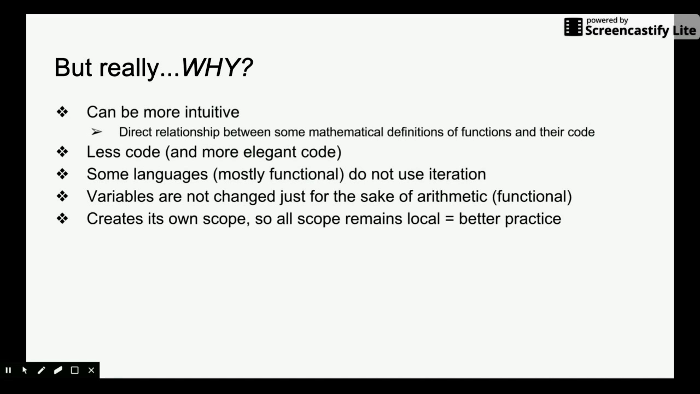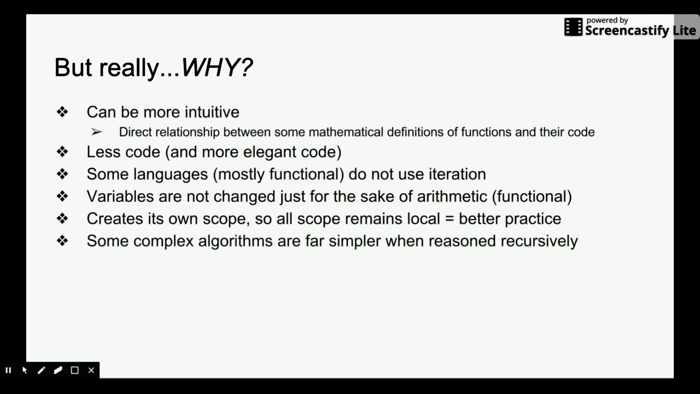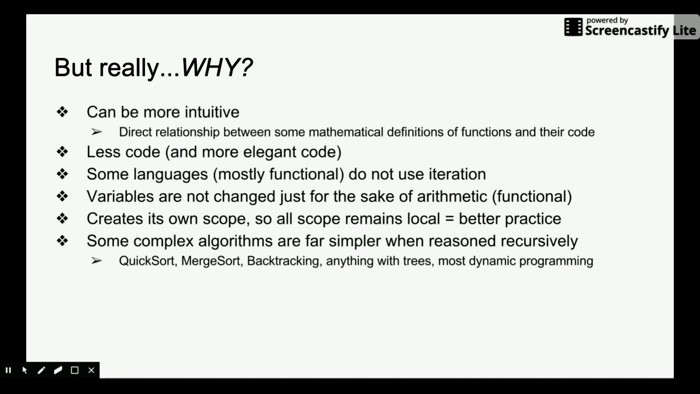Complex algorithms are often simplified when reasoned about recursively, or using some combination of recursion and iteration. Quicksort and merge sort are two examples of this. Backtracking is a common way to solve maze problems or anything else that has a tree-like structure. And most dynamic programming problems, which is something we'll get to in our next lecture, are solved using some level of recursion, if not entirely with recursion.